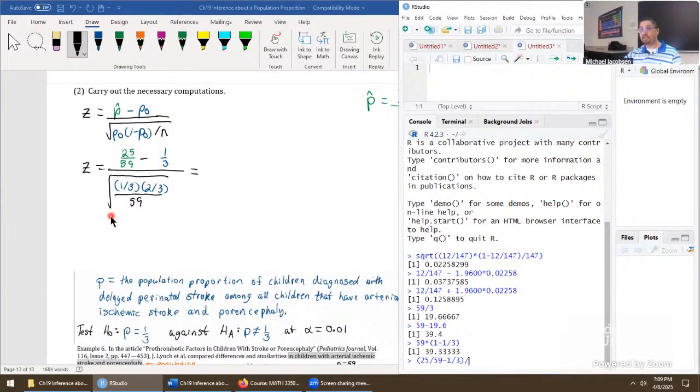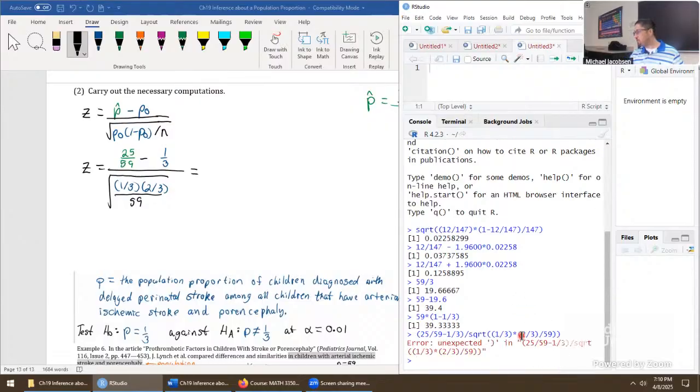Divide by, carefully type in this part, square root 1/3 times 2/3 divided by 59. Let me double check the structure. 1/3 times 2/3 times 59. And I have two open parentheses. No, three really open. Close one, close two here. And that should be the third one. That should look right. Oh, I got a problem with my number of parentheses. Let's see here.